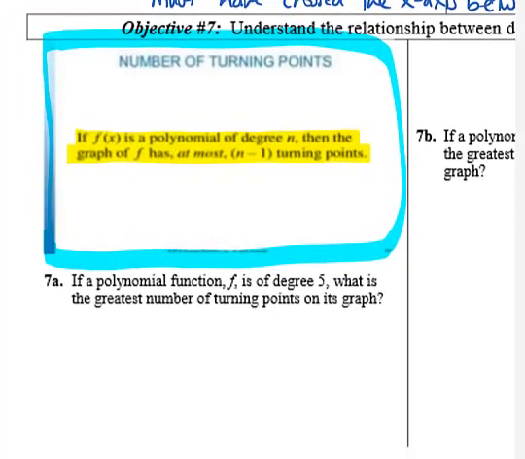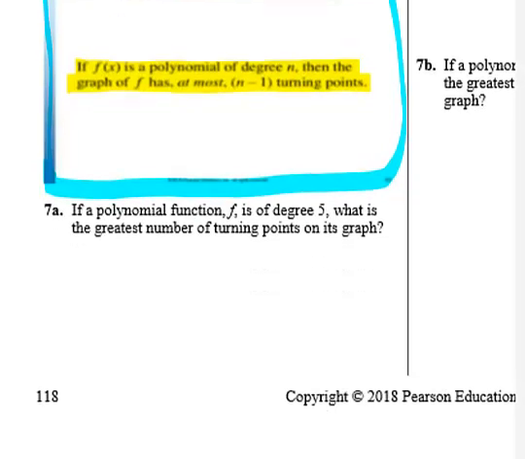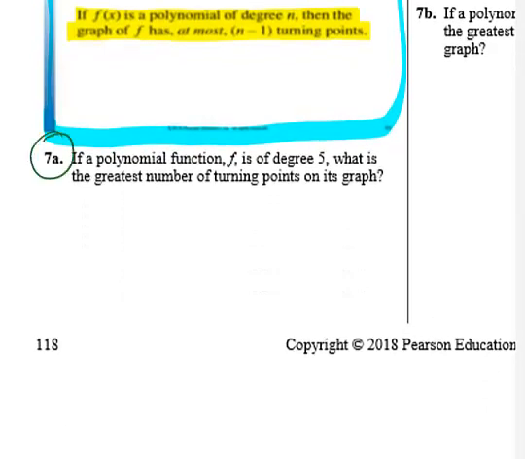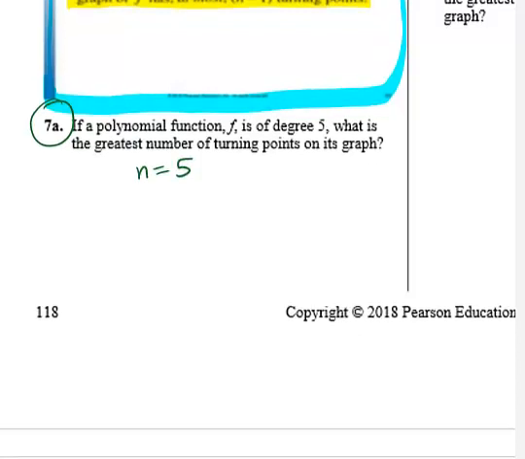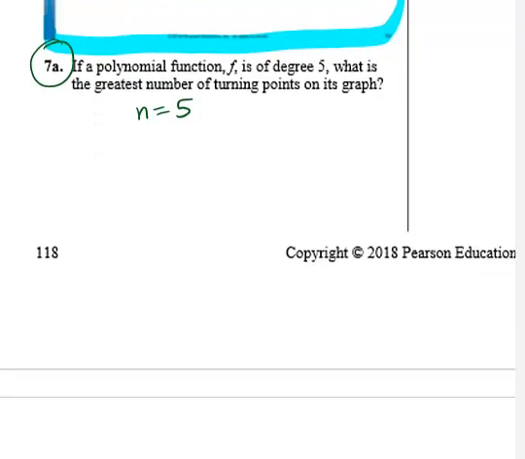Yeah, and that's kind of because, I don't know. Well, we'll see why later. But just to practice it, 7a says, if a polynomial function f is of degree 5, so that means n equals 5 in this case, what is the greatest number of turning points on its graph?